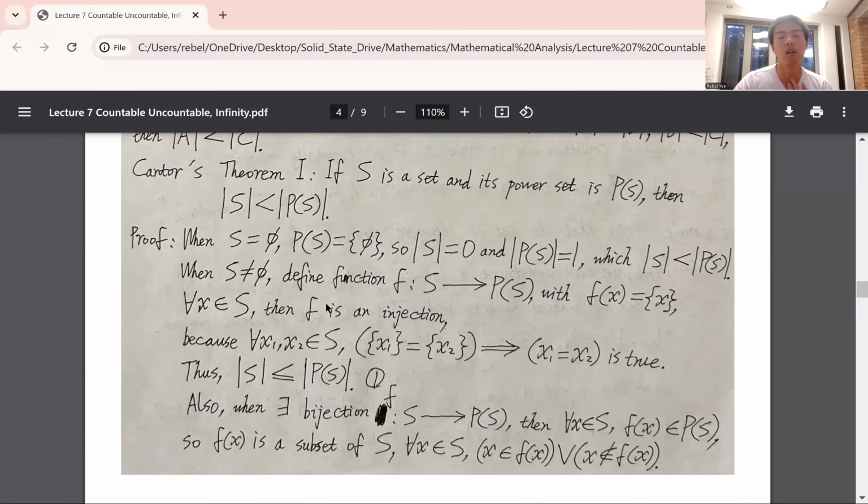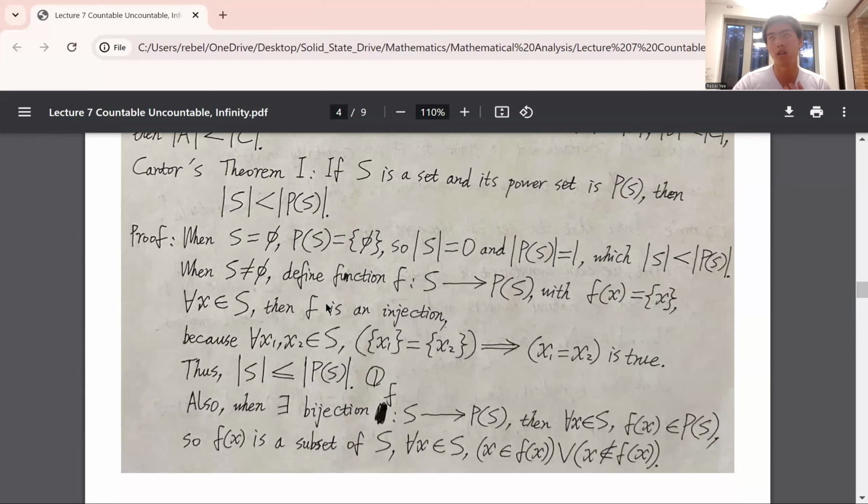And today we will bring up a theorem called Cantor's theorem, because it was brought up by Cantor, but the two are not linked at all. Cantor's theorem 1 and Cantor's theorem 2 do not have a relationship with each other. The first theorem is stated here. If S is a set and its power set is P(S), then the cardinality of the set S is smaller than its power set's cardinality.